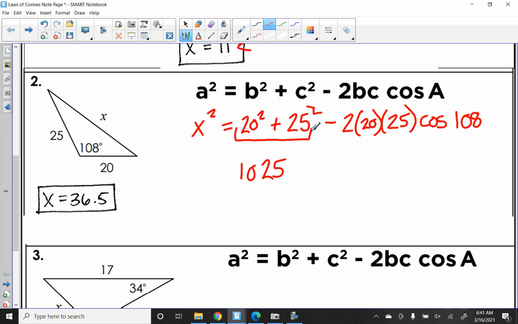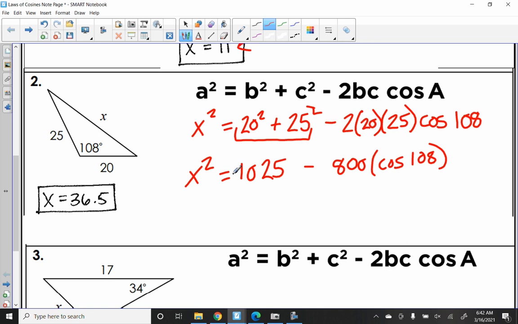All right. Then I'm going to put my minus sign in. 2 times 20 times 25, I'll put that 800 in. That's what I get, times, I'll just put this in parentheses. I'm going to put this in my calculator, but remember this is x squared equals. Okay, 1025 minus 800 times cosine of 108.